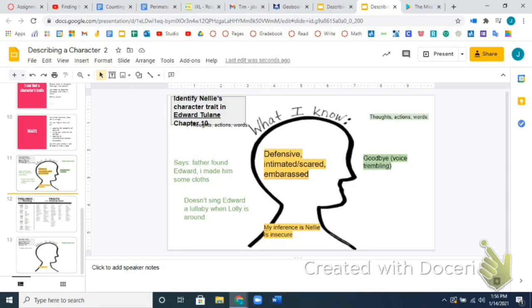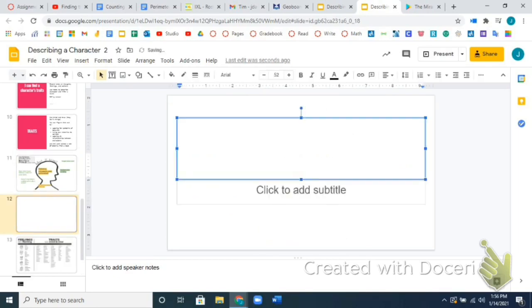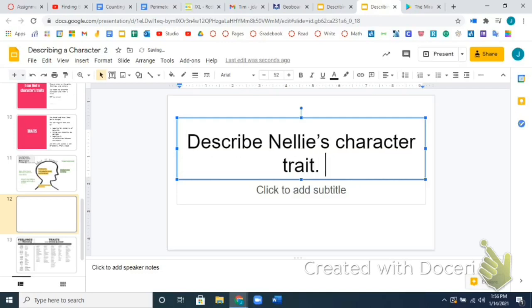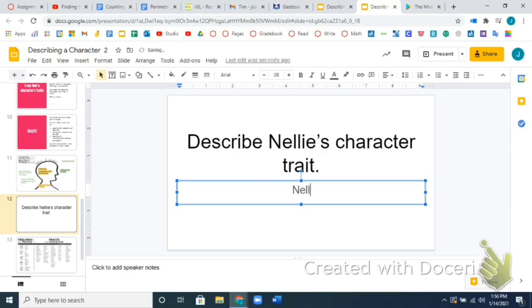So I'm going to say, the question is, describe Nellie's character trait. So my answer is, Nellie's character trait is, okay, check, I just restated the question, now I'm going to answer it, insecure. I think this is true because I used a proof stem there. I'm going to prove my answer.